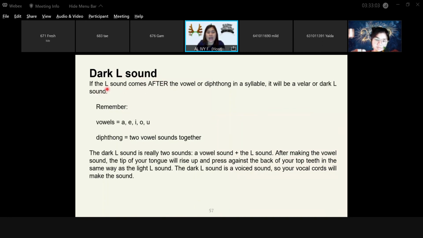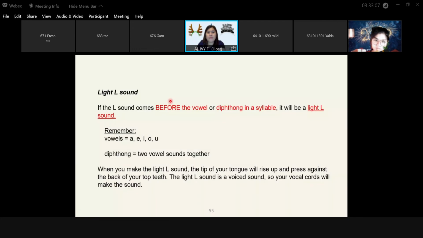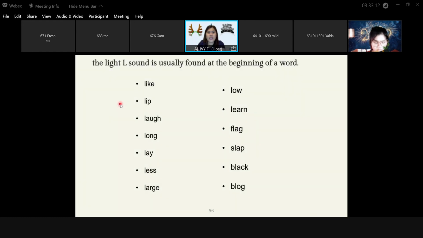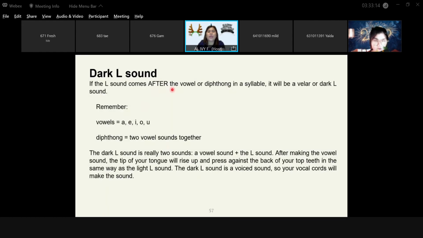Now, dark L sound. Remember, the light L sound comes before the vowel, and the dark L sound comes after the vowel or diphthong in a syllable. It will be a velar, you know what velar is already. Again, the dark L sound is really two sounds: a vowel sound plus the L sound.